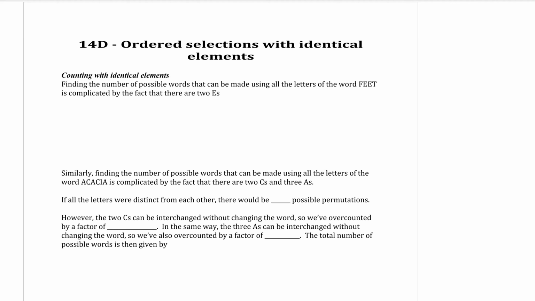14D. So ordered selections with identical elements. Okay, so what that means is that I'm going to be giving you a word like this one here, feet, and you can see that there are two E's in there.